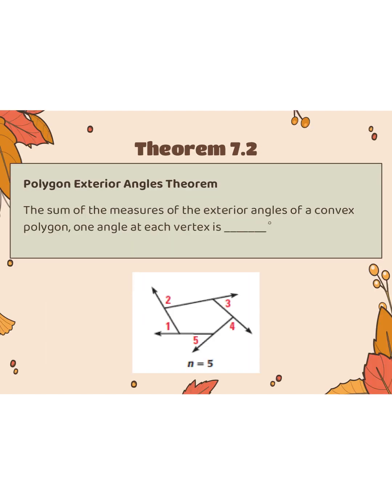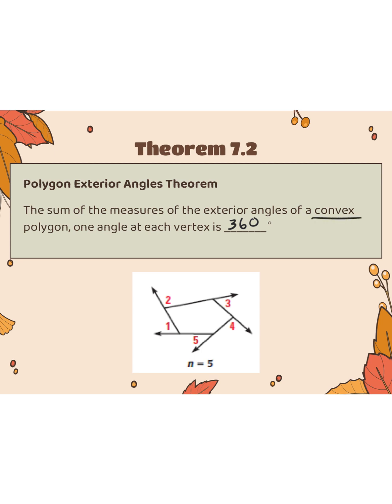All right, so now we're going to go over theorem 7.2. So this is the polygon exterior angle theorem. The sum of the measures of the exterior angles of a convex polygon, so one angle at each vertex, is 360 degrees.